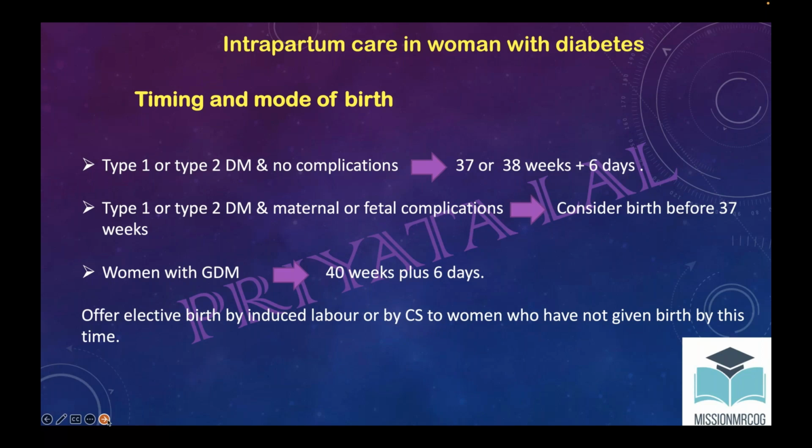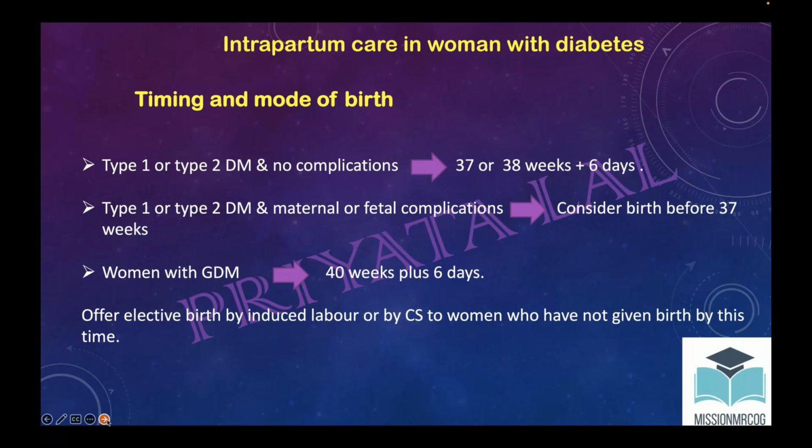Now, if the patient with type 1 or type 2 diabetes mellitus has fetal complications, okay, maternal complication or fetal complication is there, we can deliver even before 37 weeks also. And if the patient has GDM, we can wait till 40 weeks and 6 days of pregnancy. Okay, so we want by this time either it will be spontaneous birth or induced birth. So these are the time scales that are important to be remembered from your exam point of view, both part 2 and part 3 people.